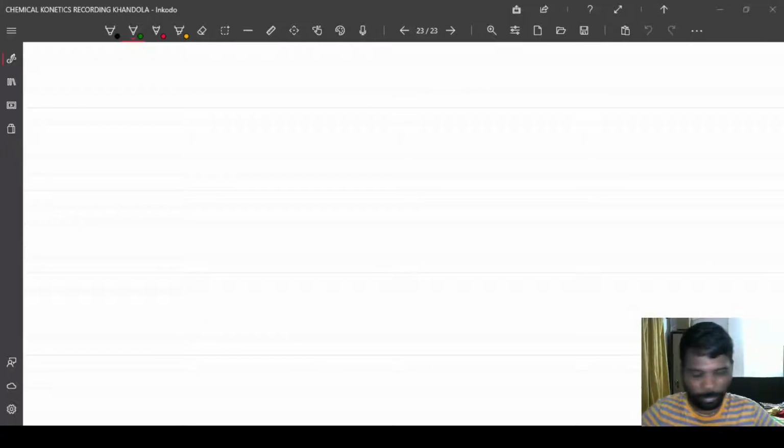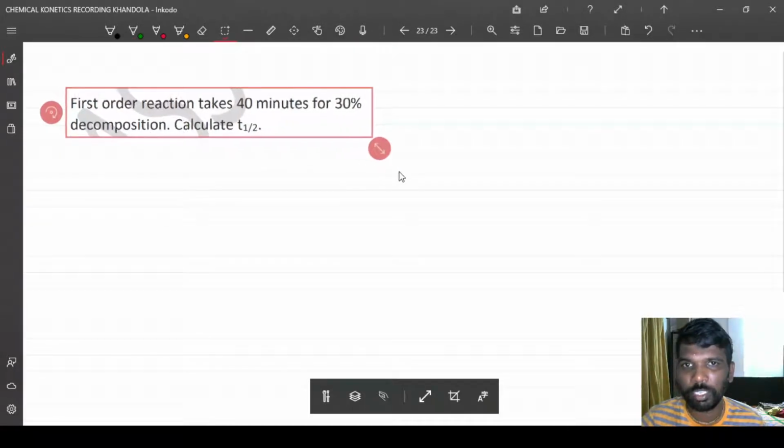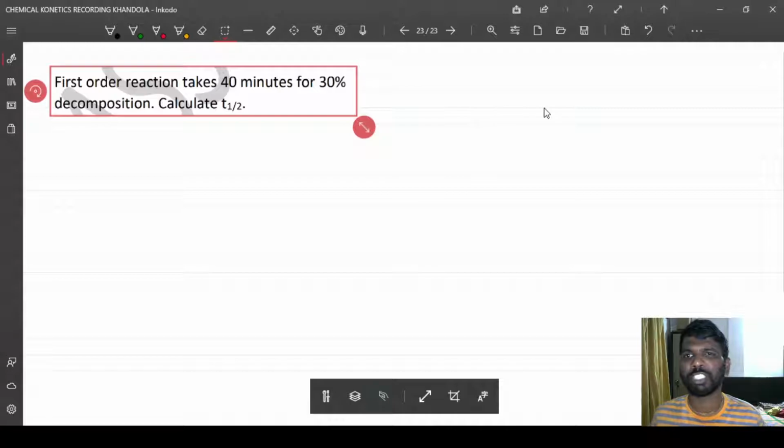Okay students, what I feel is that I should solve one more problem. I have a very nice question over here, and this is again based on half-life. The question asked is: a first order reaction takes 40 minutes for 30% decomposition. Calculate t half. Now what do we know about t half?